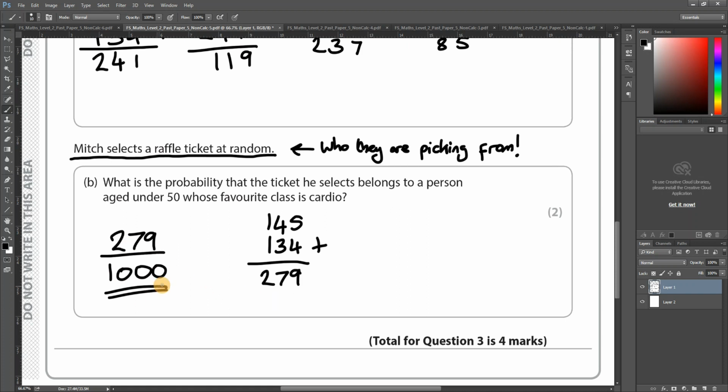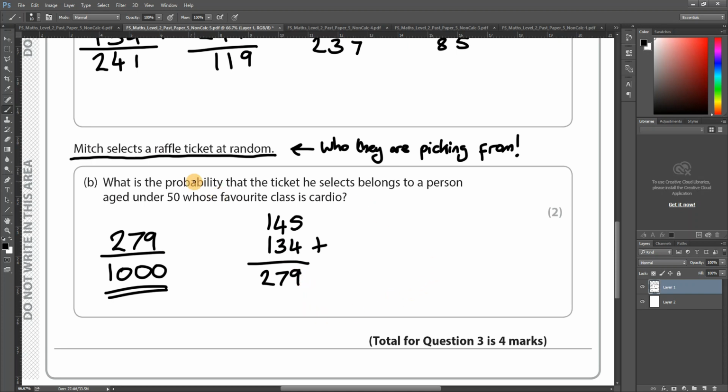And you get 2 marks for doing that. You don't need to simplify it. In fact, I don't think we can simplify it. Just leave it like that. If it doesn't say simplify, you don't have to. Let's just leave it like that. 279 over 1,000. You get 2 marks for doing that. Obviously, you do have to show this bit working out as well. That's how you get your numerator.